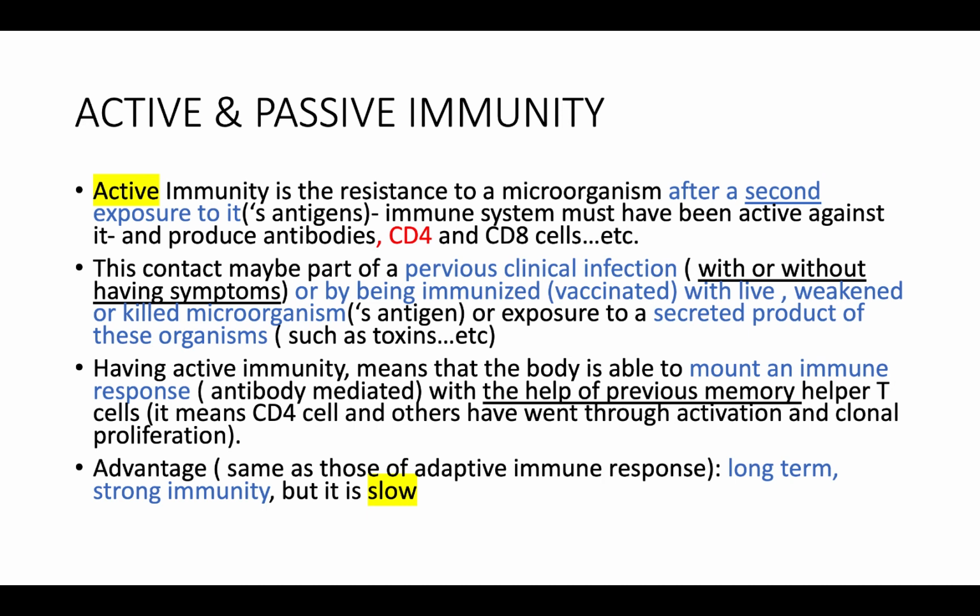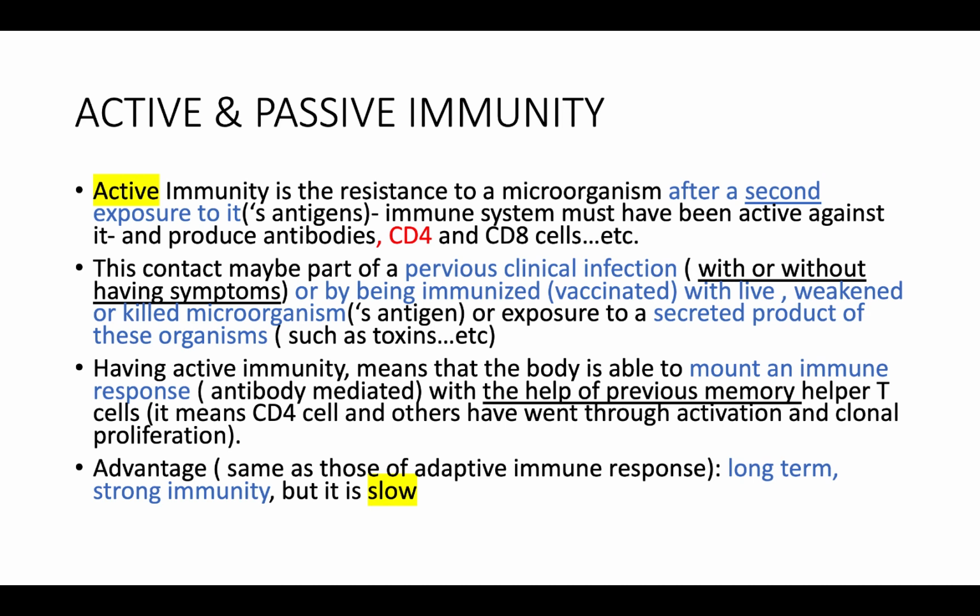So if I can make my own immune response against this microorganism, whether it's humoral or cellular, then I have an active immunity. As we said, you were previously infected by, for example, H1N1, or you were previously vaccinated with a live weakened or killed organism, or a protein of this microorganism. Whatever I gave you in the vaccine gives your system the ability to make its own immunity. So having an active immunity means that your body is able to make its own response with the help of previous memory, for example helper T cells.